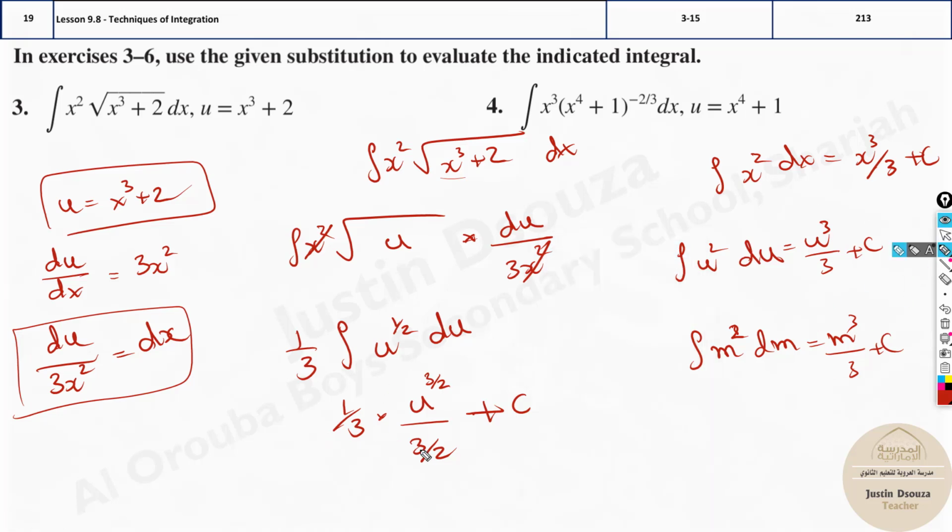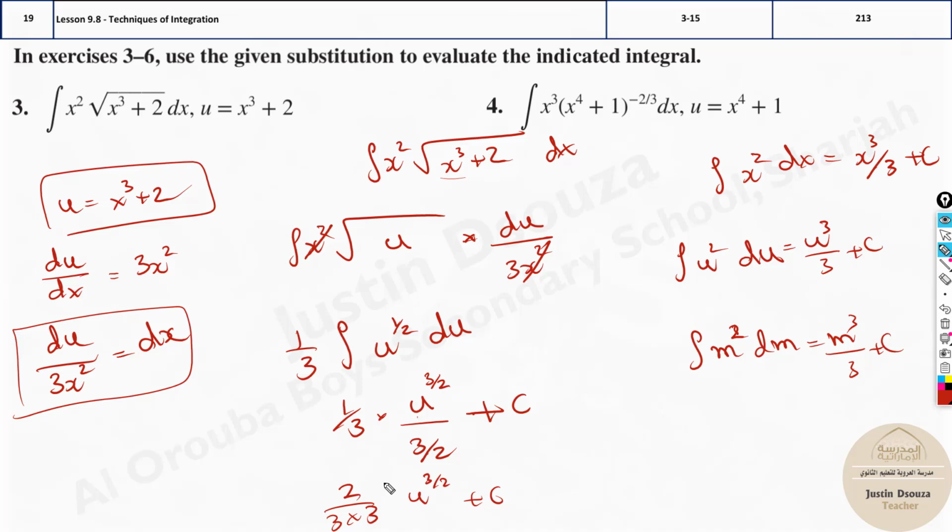Another way to understand it is, this is the denominator. Now the first denominator remains over here, and this one goes up. So it will be 2 by 3 times 3, u to the power 3 by 2, plus c. What is 2 times 2 by 3 by 3?